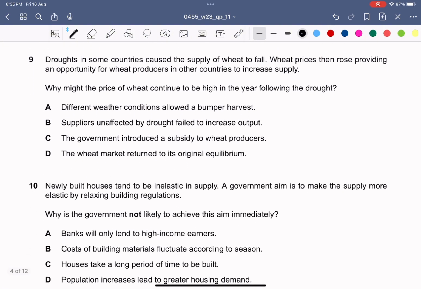Question 9. Droughts in some country cause the supply of wheat to fall. Wheat prices then rose, providing an opportunity for wheat producers in other countries to increase supply. Why might the price of wheat continue to be high in a year following the drought? Let's give an example. Let's say a drought happens in Kenya. So first, let's draw the supply curve.